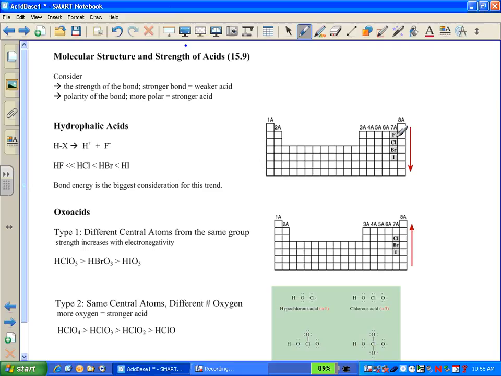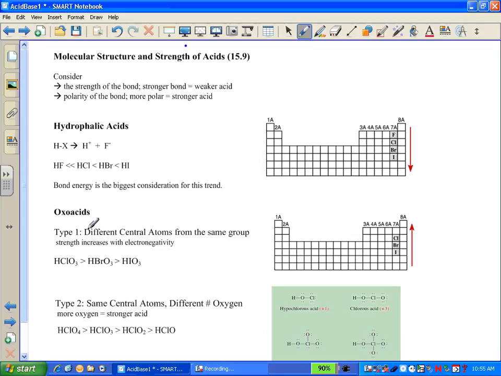The closer the hydrogen and the fluorine can get to one another, the stronger the bond is going to be between the two. So as we go down this group, the bond to hydrogen gets weaker and weaker, and therefore the acid gets stronger and stronger. So HI is the strongest of those acids. And the HF bond is significantly strong, so it's a significantly weak acid, hence the double less than symbols here.